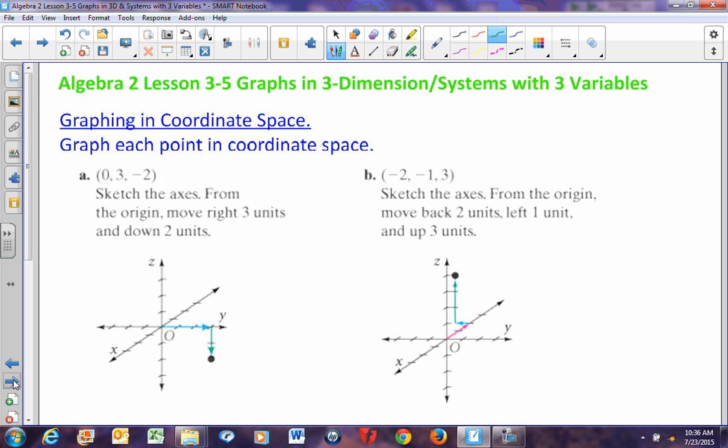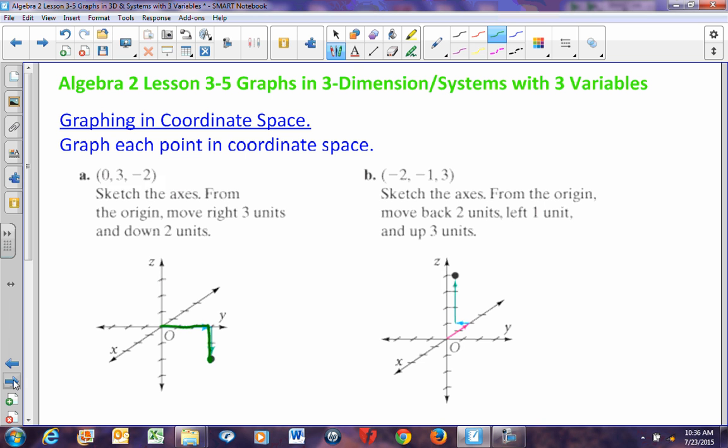Let's sketch the point 0, 3, negative 2. If I'm going to start here, I'm going to go 0 on the x-axis. I'm going to go 3 units to the right on the y-axis, and I'm going to go down 2 units on the z-axis, and my point ends up there.